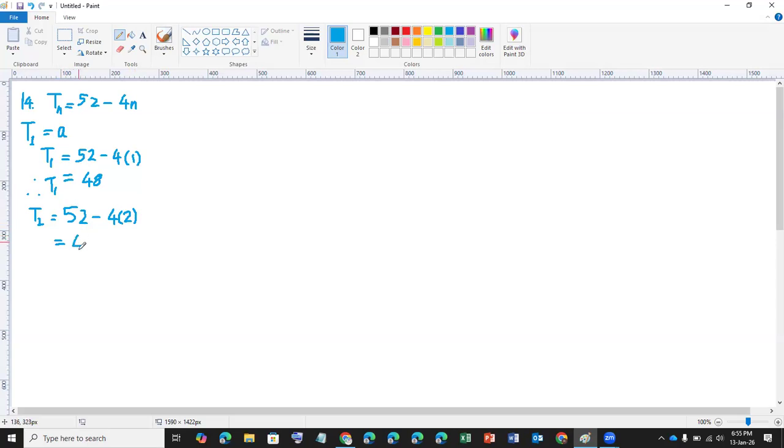So apparently it looks like our common difference is going to be negative, because d will be equal to the current term minus the previous term. So you can just say T2 minus T1, which is minus 4, right? Yes, sir. Minus 6, sorry. Minus 6. Oh, it's 48. For the second one should be 44. Oh, 52. 44. Yes.